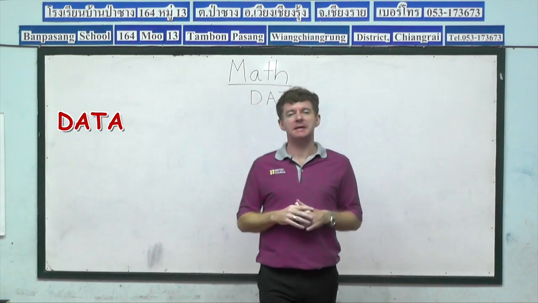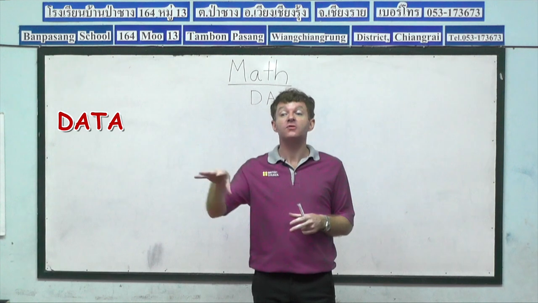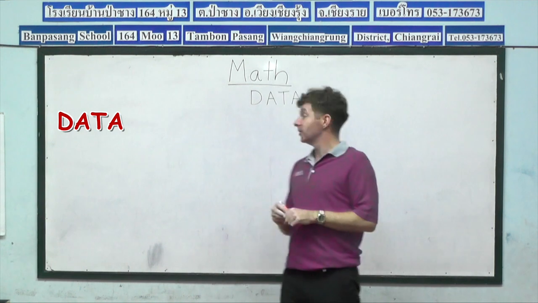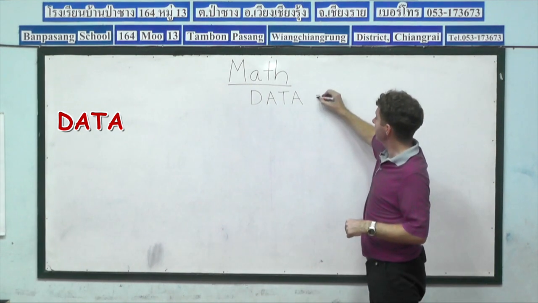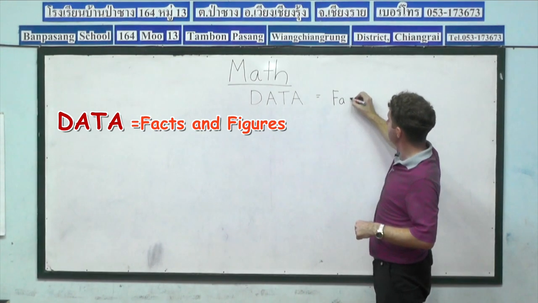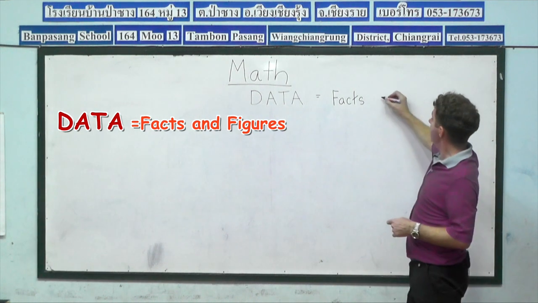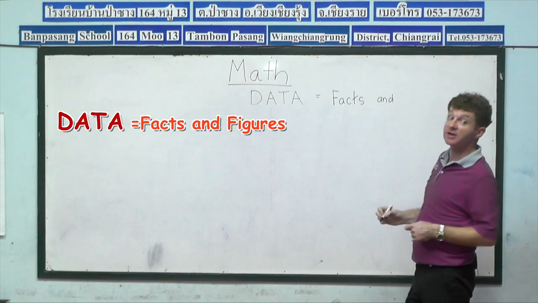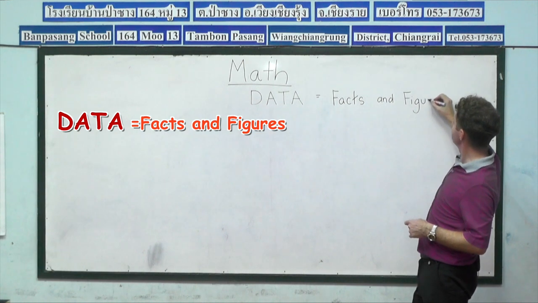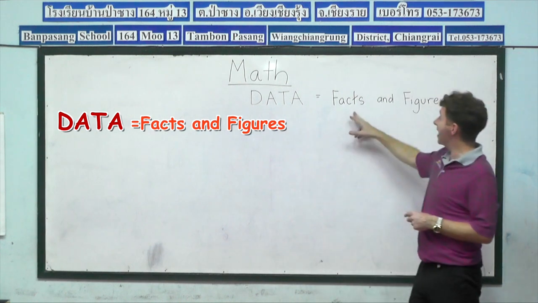Data basically means facts and figures. You know, like when we collect things and we want to know the amounts and the numbers of something, that is what we call data. So we can say data equals facts, F-A-C-T-S, and figures, F-I-G-U-R-E-S. Data. Facts and figures.